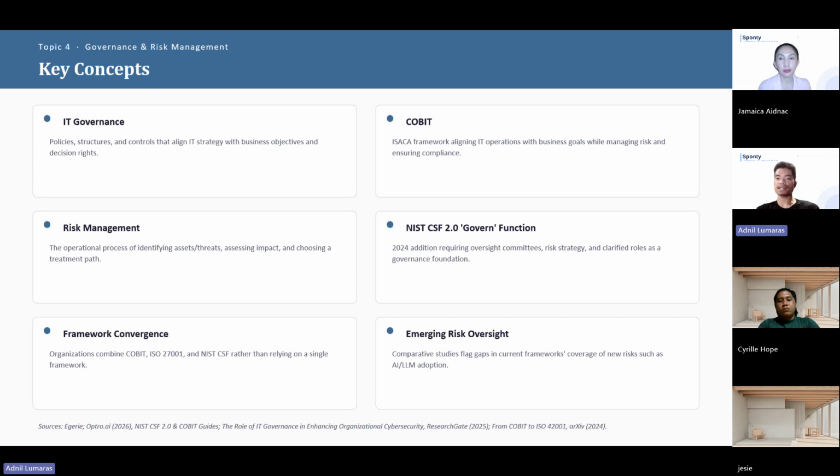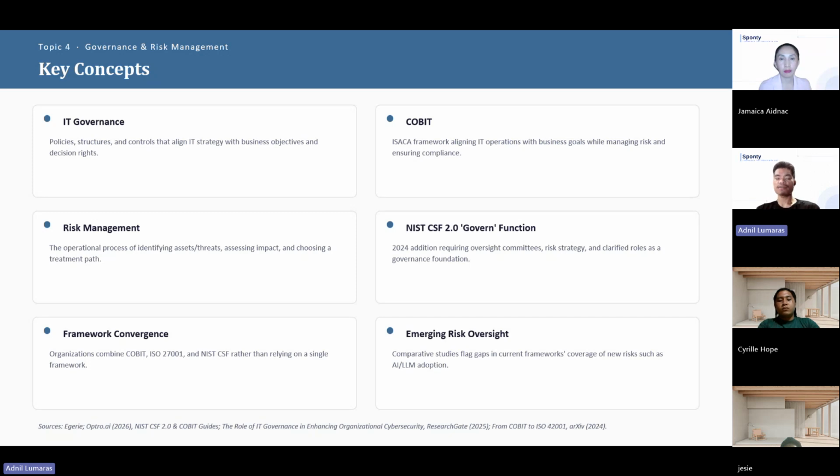Governance defines who decides and who is accountable. Risk management identifies, assesses, and treats specific threats through mitigation, transfer, acceptance, or avoidance. COBIT, ISO 27001, and the NIST CSF are the most cited governance and risk frameworks in current research. The NIST CSF 2.0 new Govern function added in 2024 formally links governance and risk management together. Emerging technology risks such as AI adoption are pushing these frameworks to keep evolving.